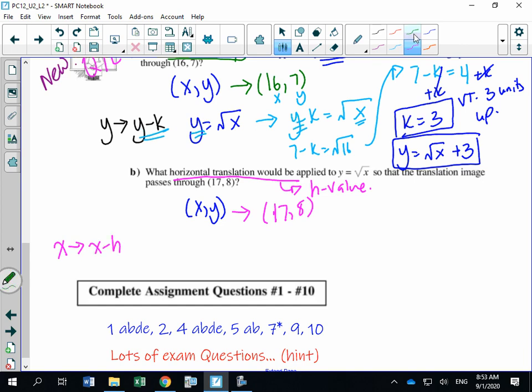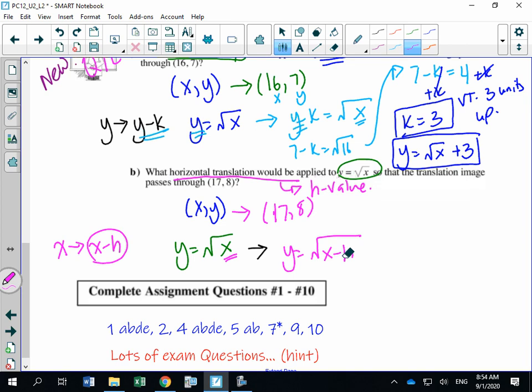Take your original function. So y is equal to the square root of x. And let's do the replacement. So take out x and put in x minus h because we're figuring out a horizontal translation. So x minus h. There. We need to figure out what this h value is.